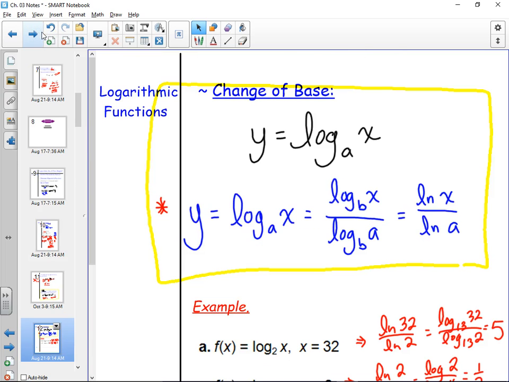Change of base formula. Ooh, he's a good one. How to go from a log base 2 to like a log base 3. Remember, it's argument over base, the old base.